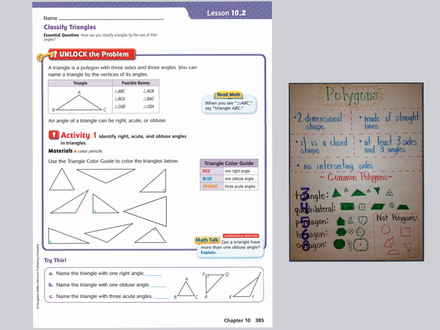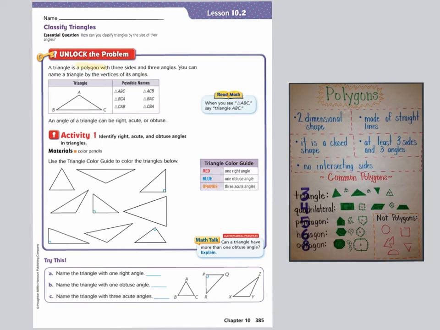Okay guys, let's go ahead and look at the Unlock the Problem on page 385. You see it says a triangle is a polygon with three sides and three angles, and you can name a triangle by the vertices of its angles. Vertices is just the plural form of vertex, meaning the corner where two line segments or rays come together. So vertex is singular, vertices would be more than one vertex. I did want to highlight and bring to your attention the word polygon.